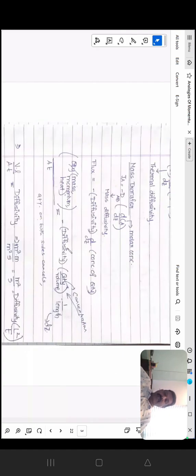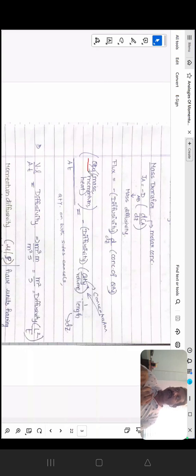Right. Next, mass transfer is straightforward. Flux J is equal to minus DAB dCA by dz. dCA is nothing but the concentration of a particular species, from higher concentration to lower concentration. So flux is equal to minus diffusivity into d by dz of concentration of a quantity. Right? So in general, what can you write? What is flux? Flux is nothing but quantity per unit time per unit area. The quantity can be a mass quantity, momentum quantity or heat quantity.